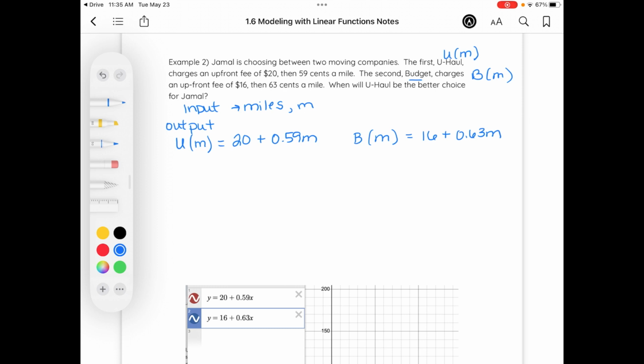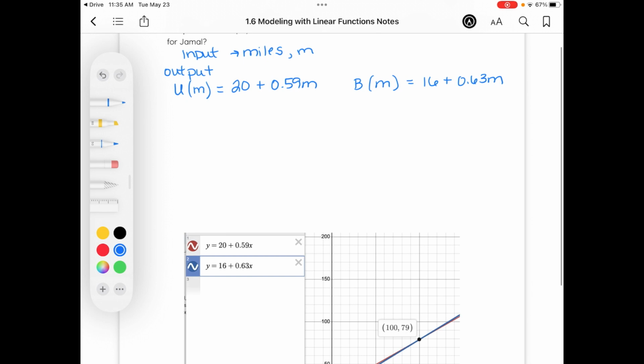When will U-Haul be the better choice? So let's talk about when they're going to be equivalent to one another. When are they going to be equivalent to one another? So 20 plus 0.59 miles. I'll subtract 16 from both sides such that I have 4 plus 59 cents a mile is 63 cents per mile.